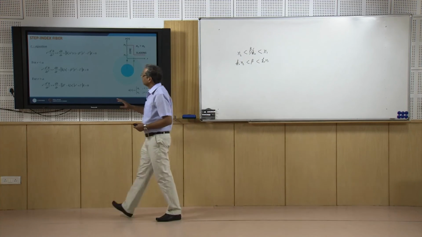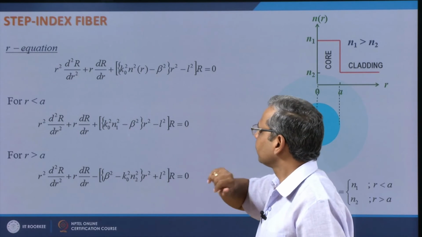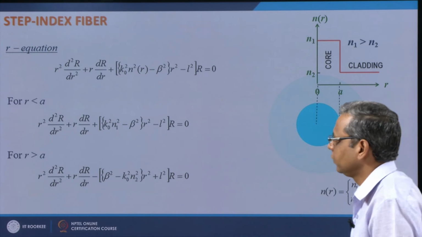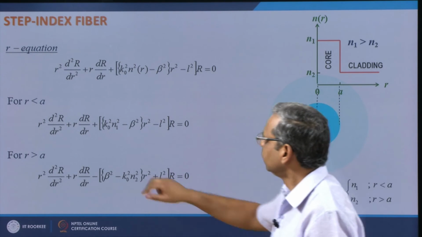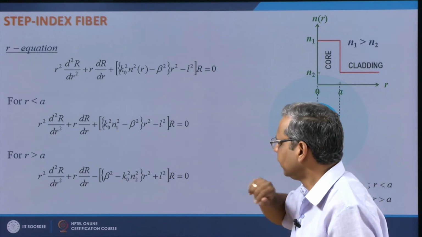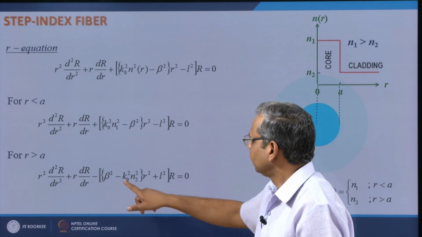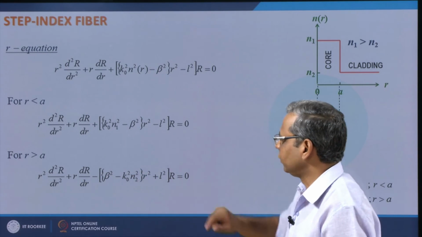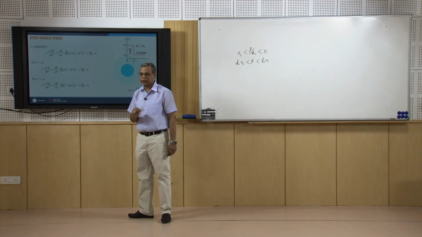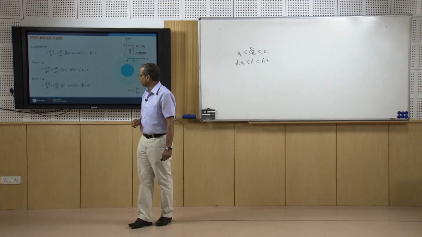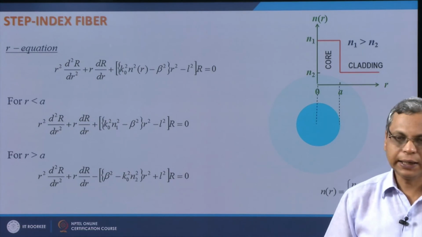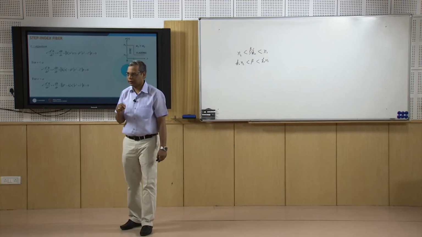So that is how I have arranged the terms here in order to have this quantity positive. So I have a plus sign here, k naught square n1 square minus beta square, and a negative sign here, and beta square minus k naught square n2 square here. So now I have these two equations which I have to solve to find out the values of beta for any given value of L. L can be 0, 1, 2, 3 and so on.